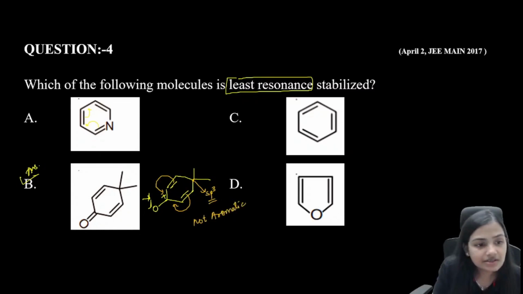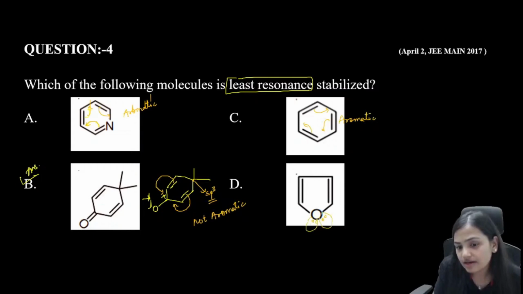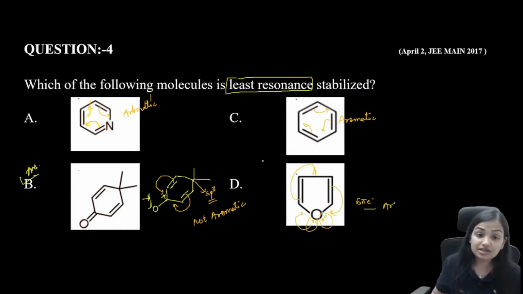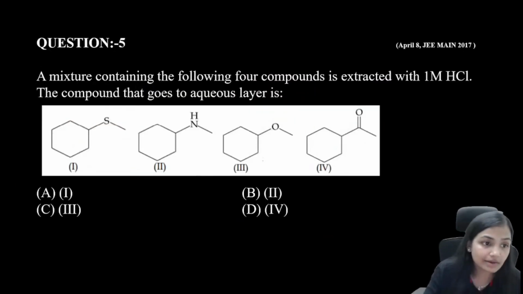But if you see the other molecules, they all are aromatic. They all will have resonance. This is aromatic. This is also aromatic. This is a benzene ring. Aromatic. And here also we have the lone pair of electrons, and this lone pair will undergo delocalization, and this also has 6 pi electrons, and therefore this is aromatic. So all are resonance stabilized, all are aromatic, but not option number B, because here the carbon is not planar.